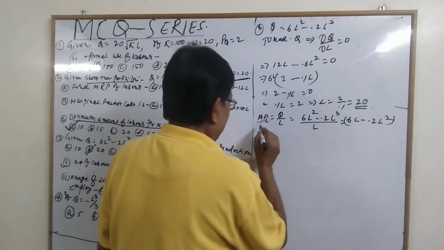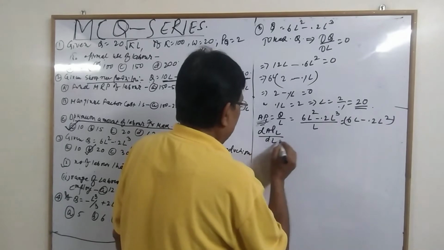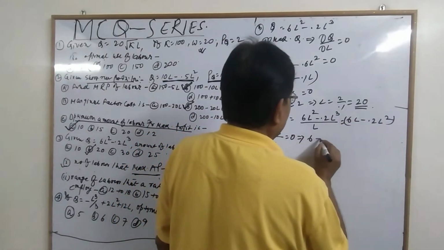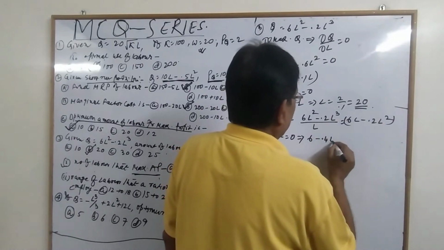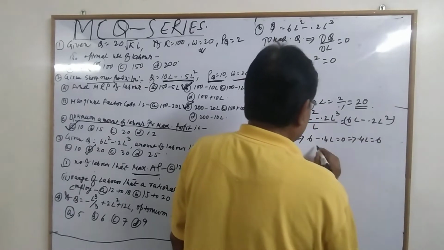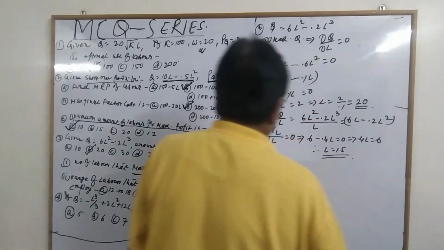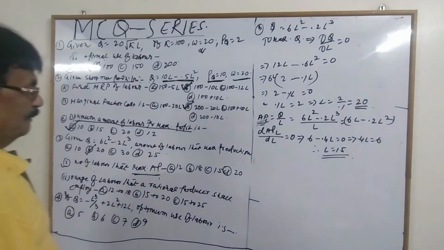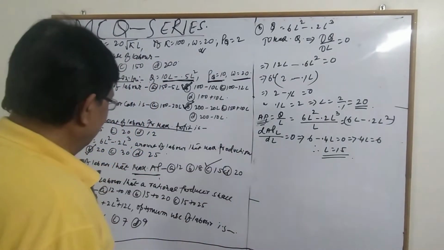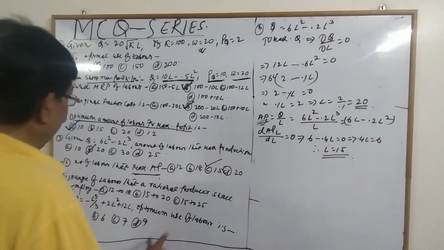To maximize this APL, dAPL by dL must be 0. So 6 minus 0.4L equals 0, 0.4L is 6, hence L is 15. So 15 units of labor would be required to maximize this APL. Now, the range of labor that a rational producer shall employ.